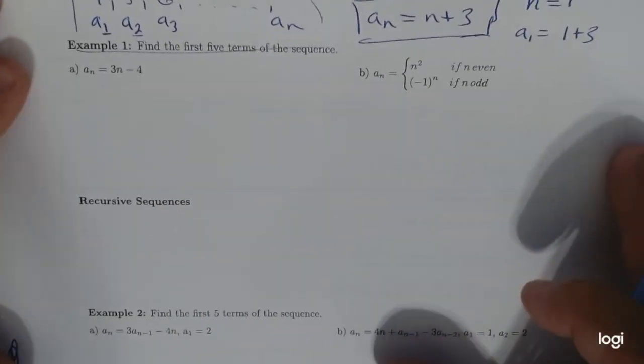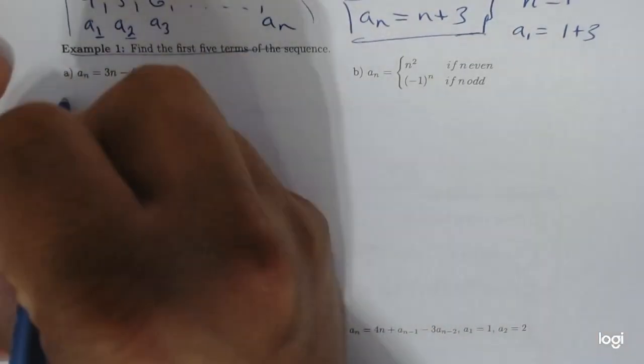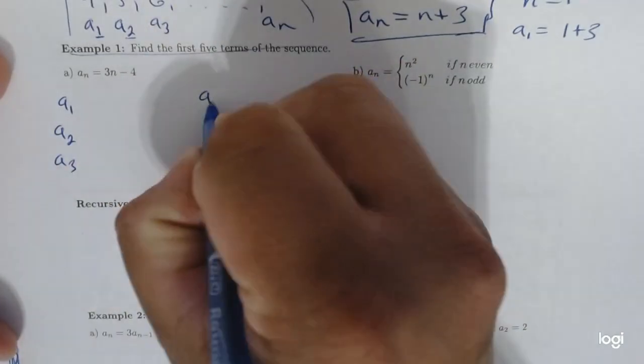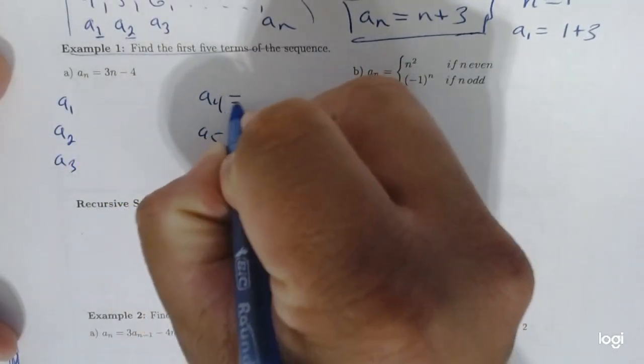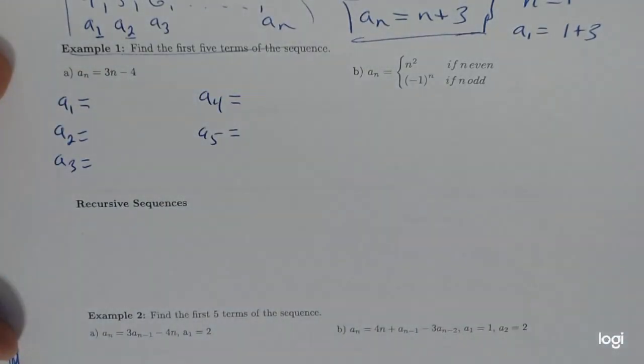Let's try an example so you can see how this will work out. Let's find the first 5 terms of the sequence. So we want a sub 1, a sub 2, a sub 3, a sub 4, and a sub 5, the first 5 terms of the sequence. That's just saying we're going to plug in 1, 2, 3, 4, and 5 for n and see what we get out, just like a function.